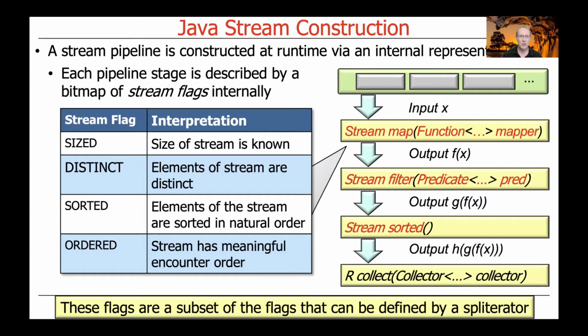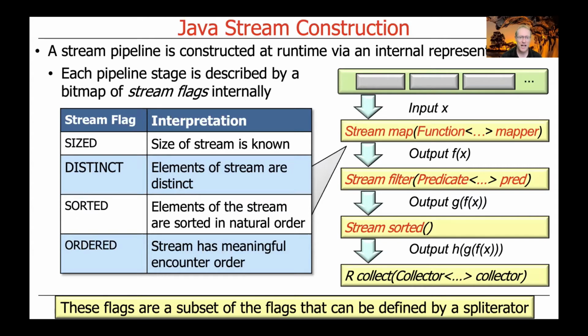So if you have a spliterator, for example, like ArrayList or LinkedList or HashSet and so on, those different collections have spliterators, and those spliterators set flags to indicate properties of the source of the stream. And the flags we're looking at here are basically a subset of those flags. So let's talk briefly about each of these flags.